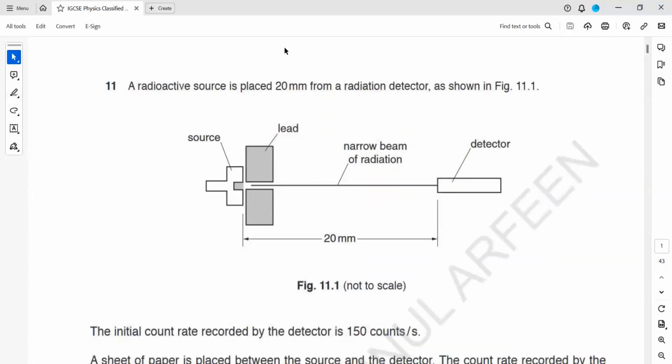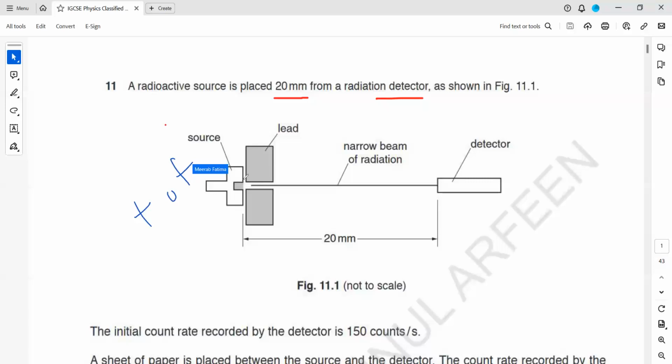So, atomic physics. A radioactive source is placed 20 millimeters from a radiation detector, as you can see. What is the purpose of this lid, which has one opening? You cannot say it is used to block the source, because it's not a complete solid object. There is an opening. What is the purpose of that lead with the opening?